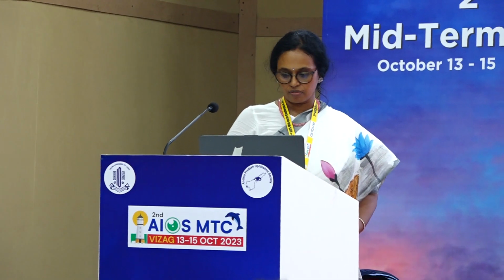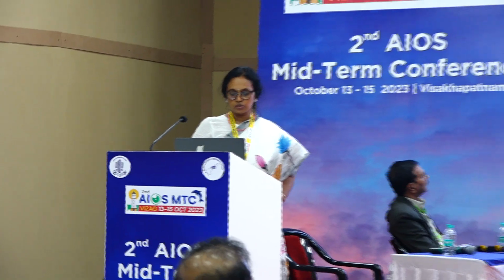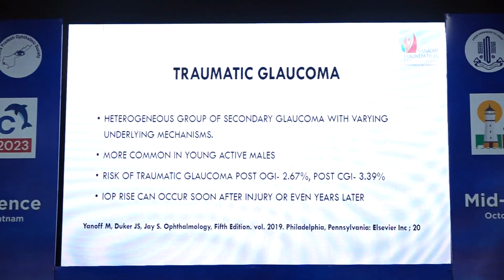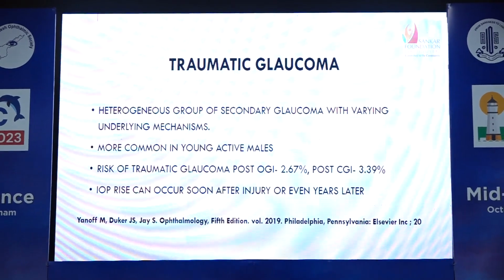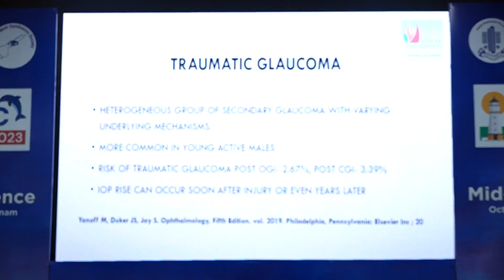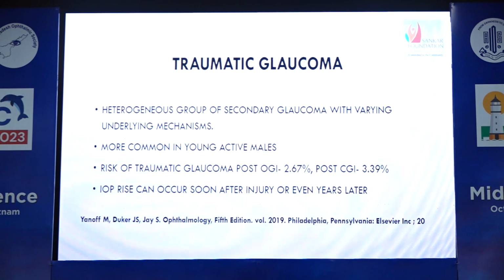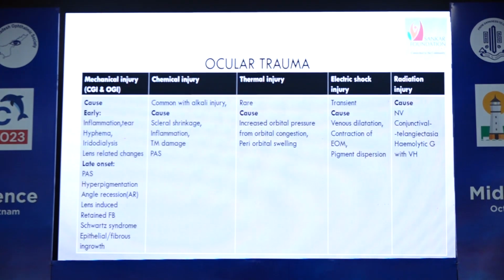It is more common in young active males, in particular in the workplace or with sports-related injury. In a country like India, we have cracker injuries. The risk of traumatic glaucoma post open globe is around 2.67, and post closed globe it is more than open globe injury. It can occur either soon after injury or even years later.